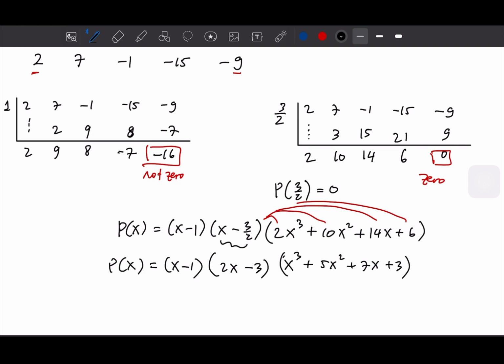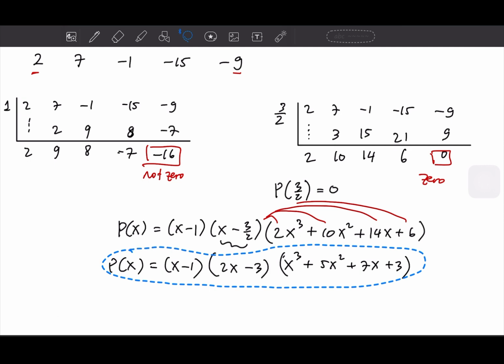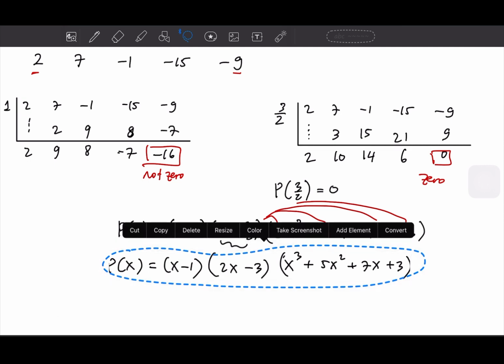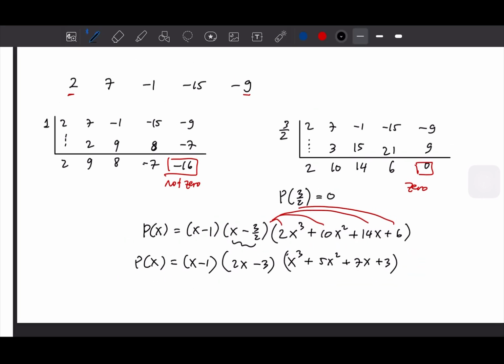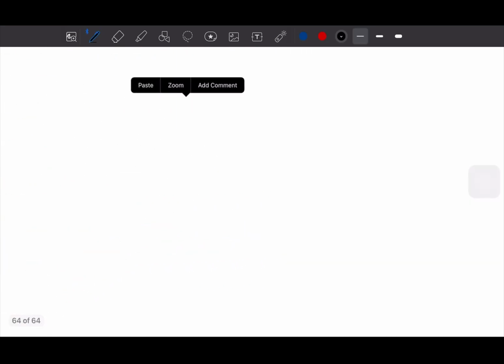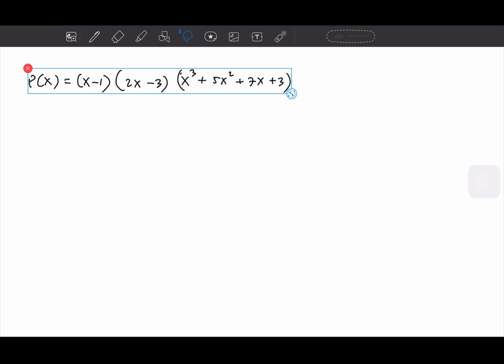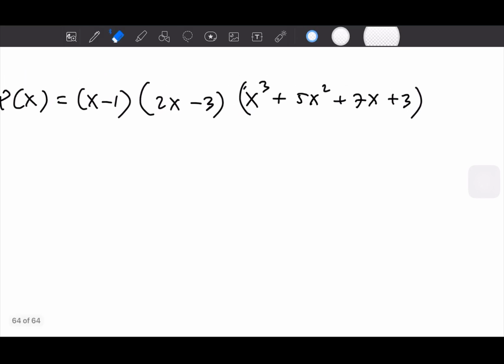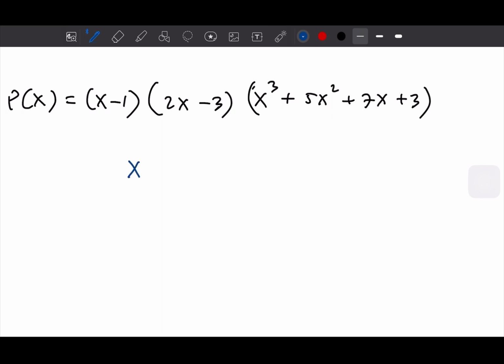Okay, let me copy and move to the next page. You could pause my video if you want to write some notes. Okay, let's go. Copy here. Okay, this is our p of x. And we could also check this.